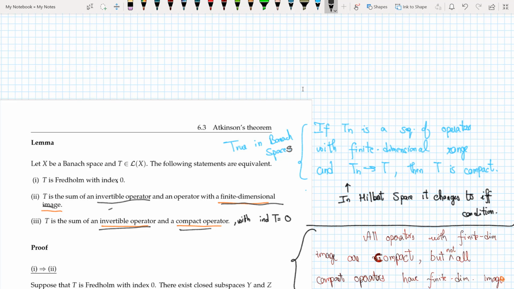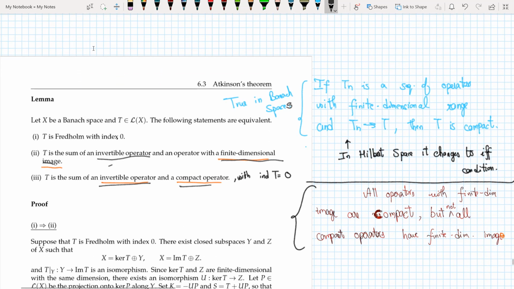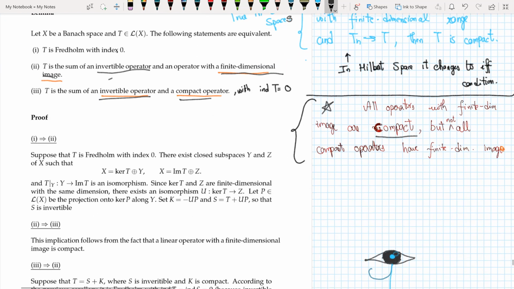Now the next thing that I would like to talk about is this fact here that all operators with finite dimensional image are compact, but not all compact operators have finite dimensional image. And this is pretty much it for the lemma.